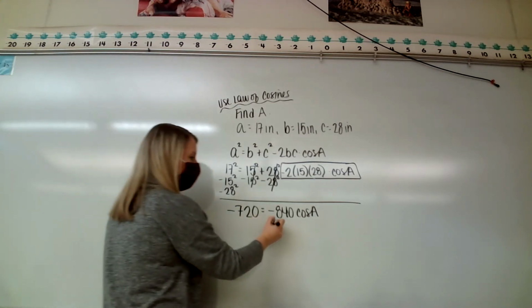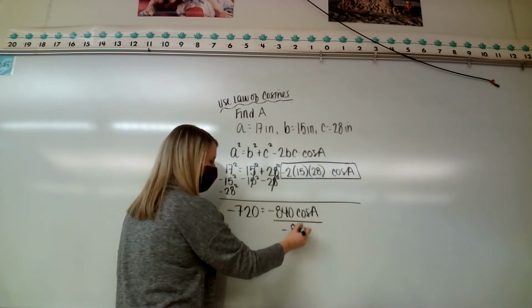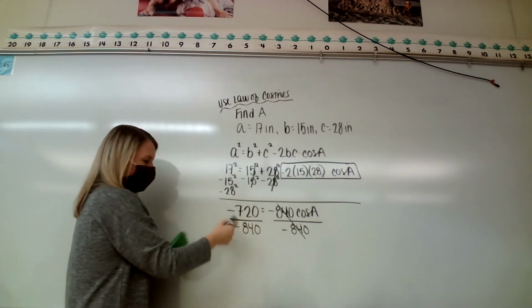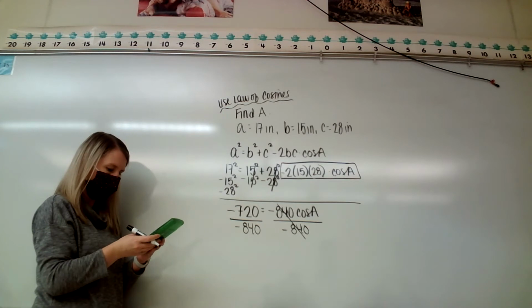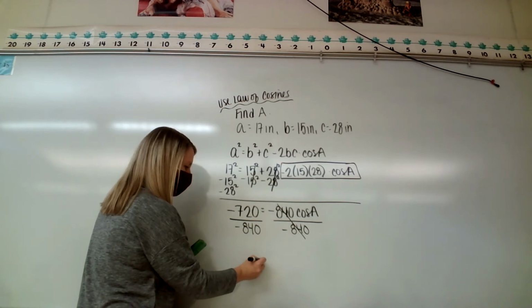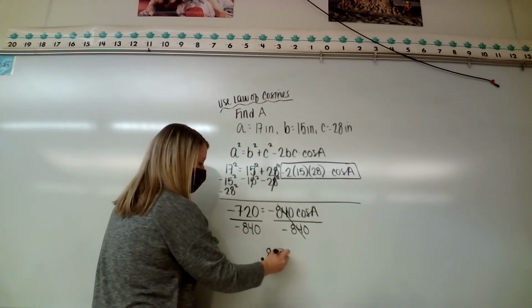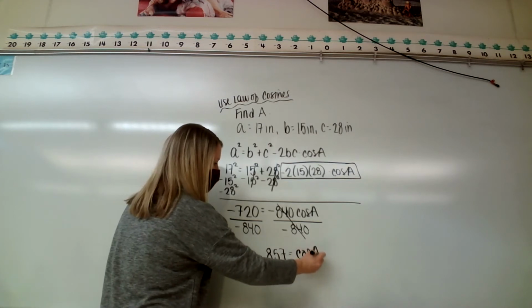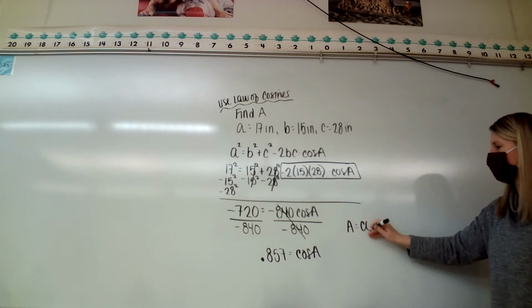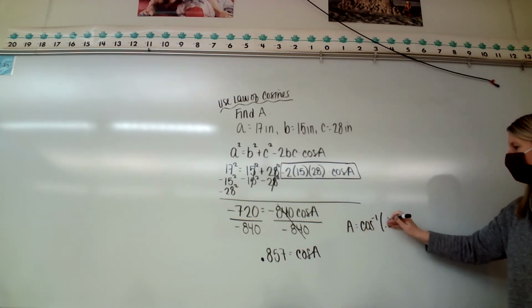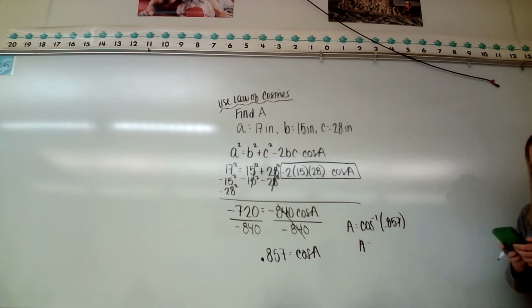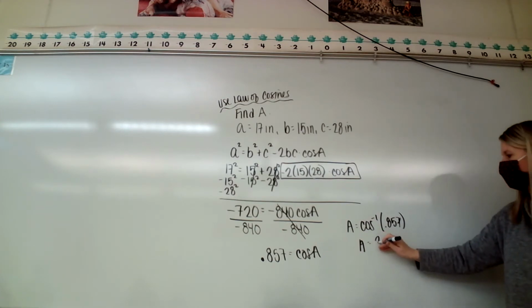And then we're going to divide by negative 840 because, once again, we're trying to get that A by itself. I'm going to divide those and see what it comes out to. Negative 720 divided by negative 840 comes out to 0.857. Remember, that's not my final answer. The reason is because cosine A equals that. I just want A. And anytime I want to find just an angle, I'm going to do an inverse. So I'm going to do an inverse cosine of 0.857. And that, my friends, will give me my final answer. My final answer comes out to be 31 degrees.